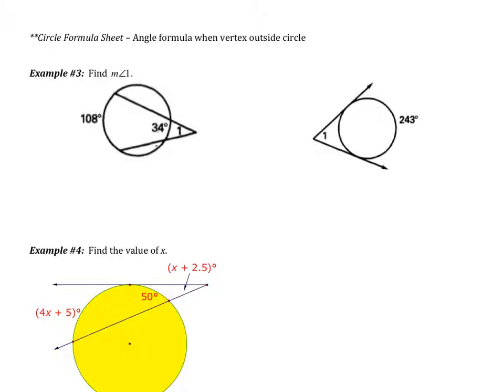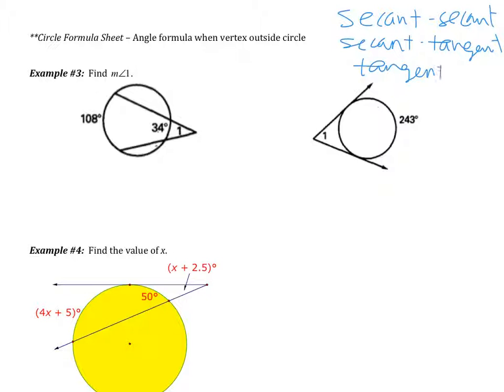Now we're going to talk about the second possible formula. That deals whenever we have a secant, secant, secant, tangent, or tangent, tangent. So the three possibilities: secant, secant; secant and a tangent; and a tangent and a tangent intersecting. And the tangent, tangent one, I'm going to show you an easier way.